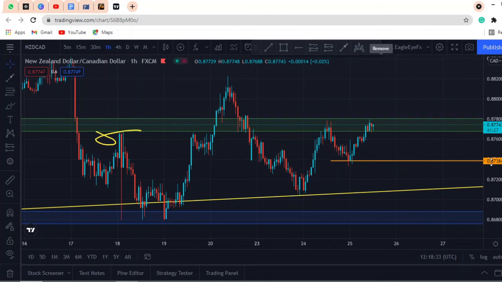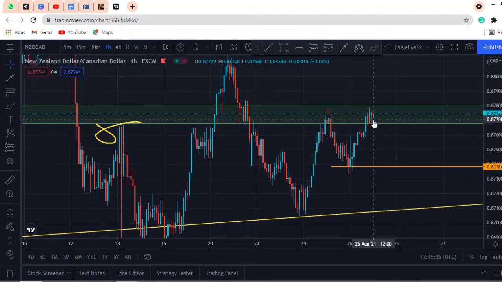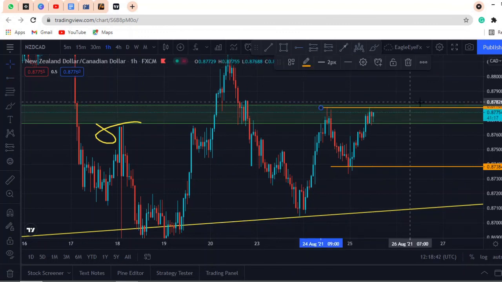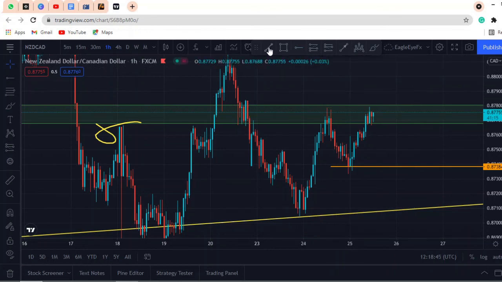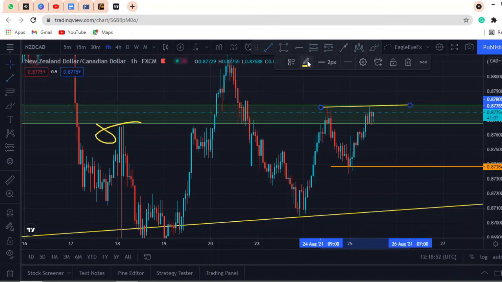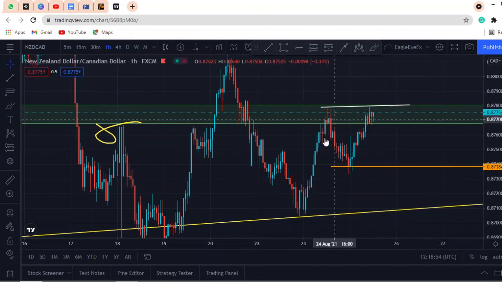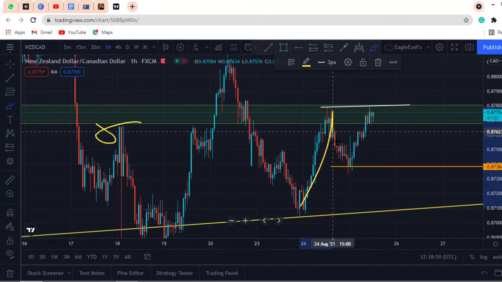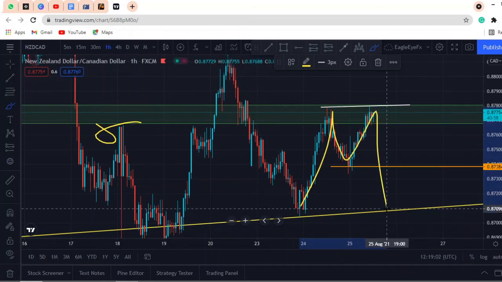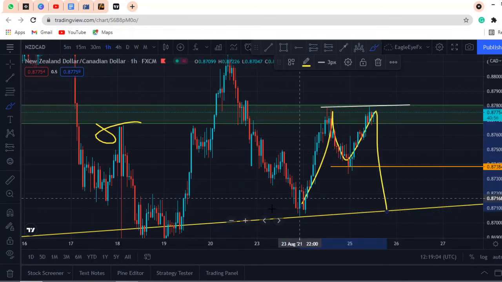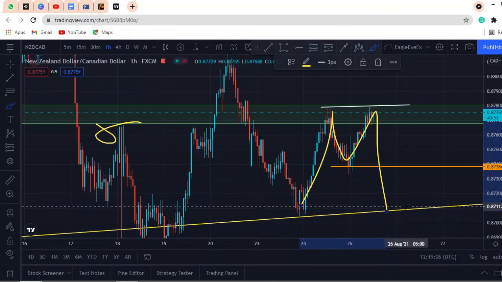So I want to wait for this pin bar to close, and this candlestick to close, but already I can see that, excuse me, let me draw this. You can see that if I do it like this, the market has not been able to break that. It came here and got rejected here. So I see it as a correct M formation. So I'm anticipating that NZDCAD is going to fall up to this particular level.